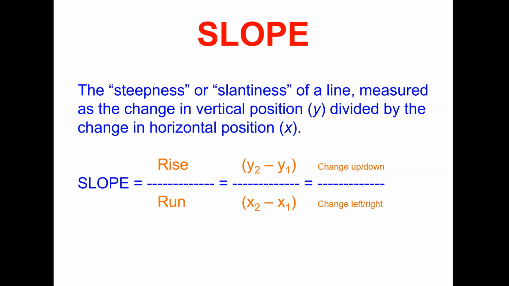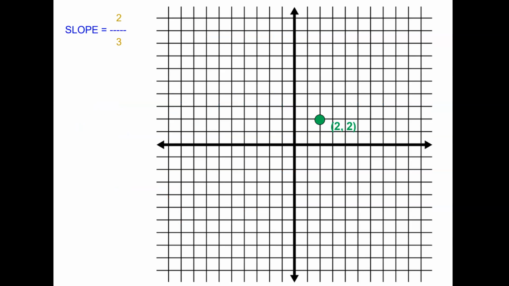Let's look at this from a slightly different perspective than we did last week. Here we have a point at (2, 2). And we know that the line we want to create has a slope of 2/3. We need to think about this slope as a series of directions.